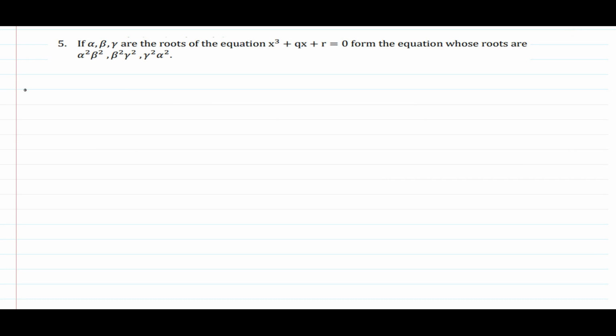Now in problem 5, the given equation is x cube plus qx plus r is equal to 0, and alpha, beta, gamma are the roots. So we need to find the equation whose roots are alpha square, beta square, gamma square, and gamma square, alpha square. So first of all, we need to consider the given equation, that is x to the power 3 plus qx plus r is equal to 0, that is equation number 1.